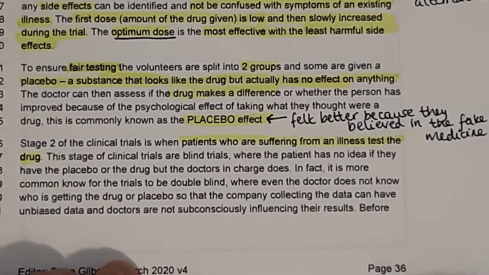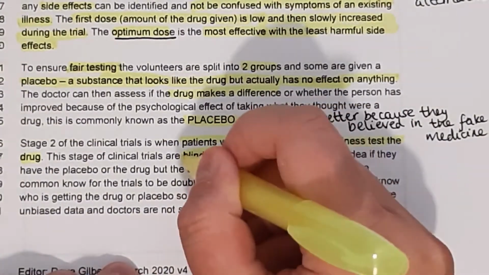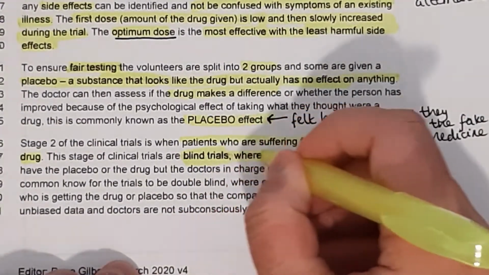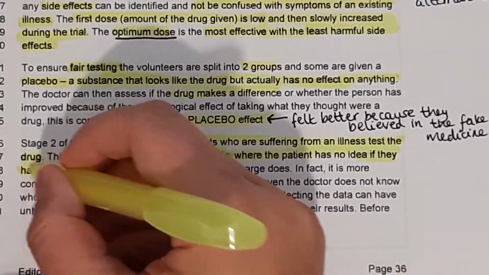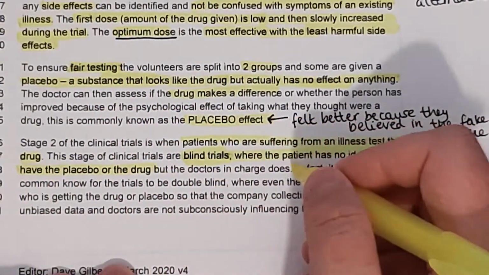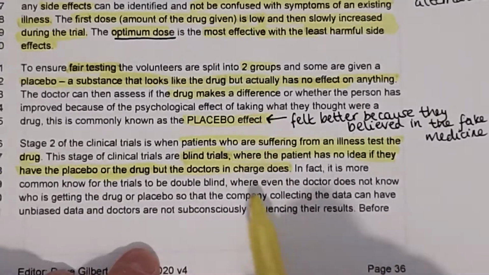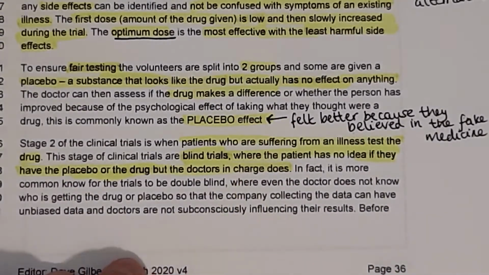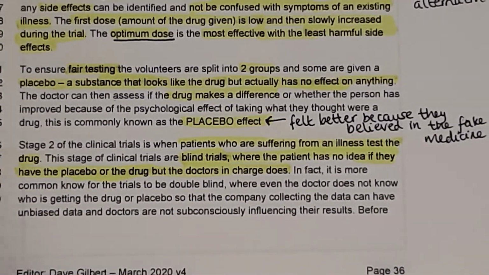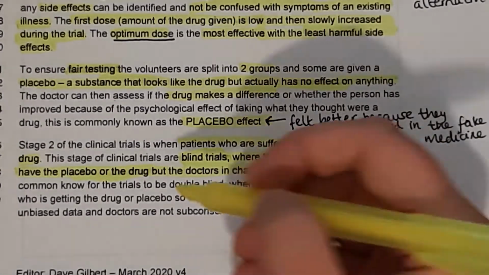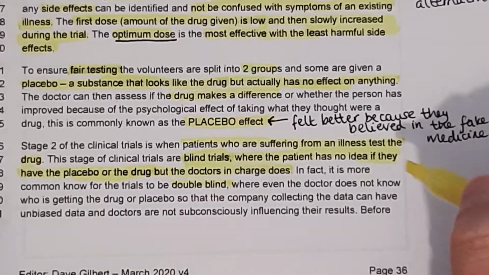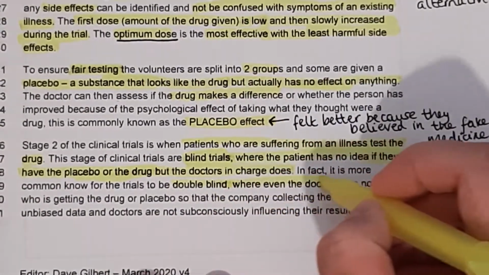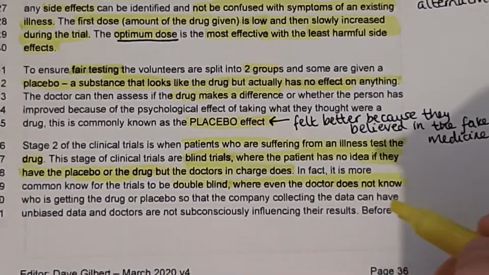These are called blind trials, and a blind trial is where the patient has no idea if they have the placebo or not. The doctors in charge do know whether the patient has the placebo or not. In fact, it's more common for the trials to be double blind. A double blind trial is where even the doctor doesn't know who's getting the drug and who's getting the placebo.